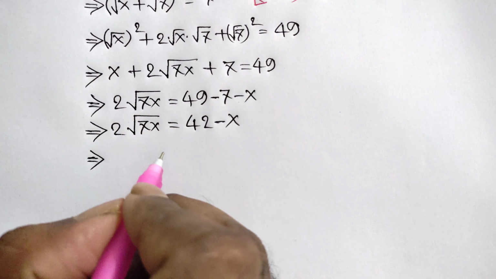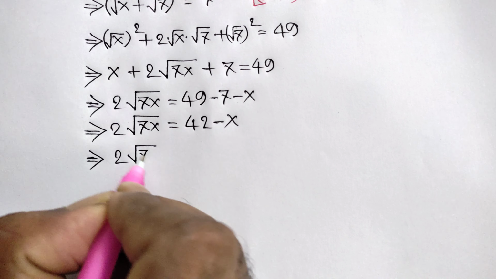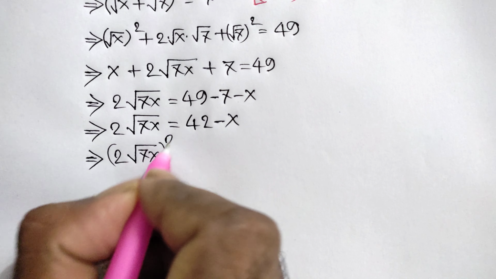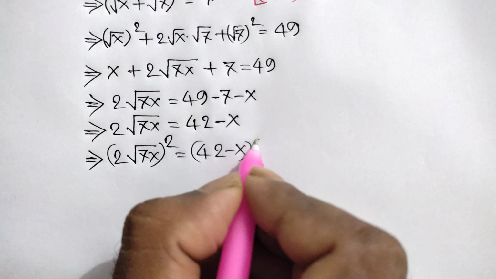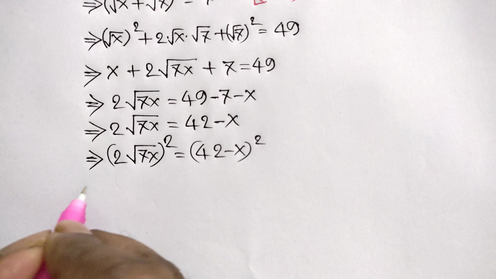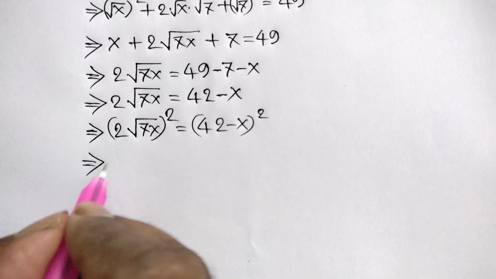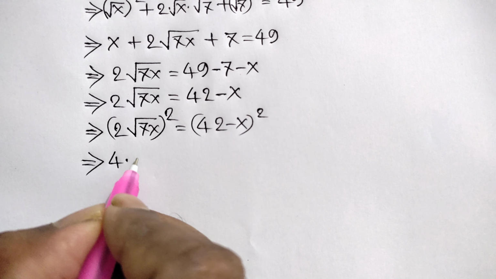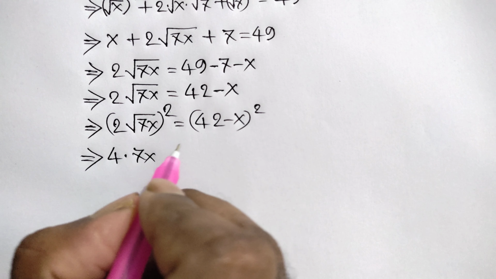Again squaring both sides we can write 2 times square root of 7x whole square is equal to 42 minus x whole square. 2 square means 4 times, and the square cancels out the square root, so here we will get 7x.